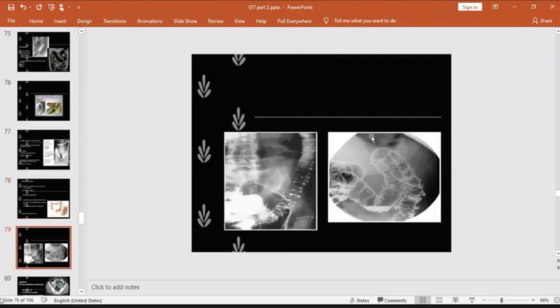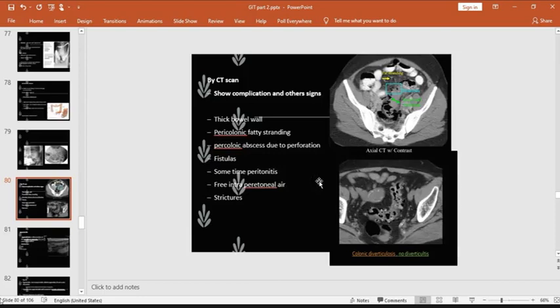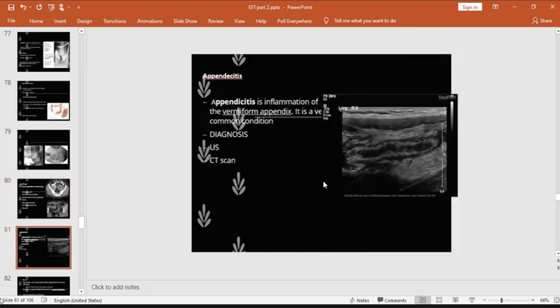If you look at this, there are a large number of outpouchings filled with barium. Diverticular disease. This is also diverticular. Diverticula can also be diagnosed by CT. First of all, there's thickening of the wall of the bowel, and there's outpouching from the wall filled with contrast material. So CT can detect complications: thick bowel wall, pericolonic fatty stranding due to perforation, fistula, sometimes peritonitis, peritoneal air, and stricture as a result of the inflammation.